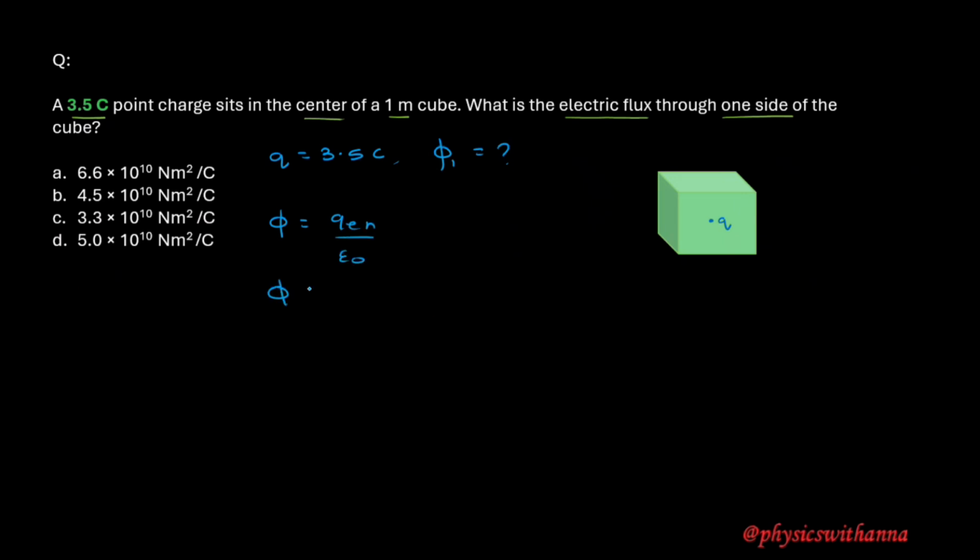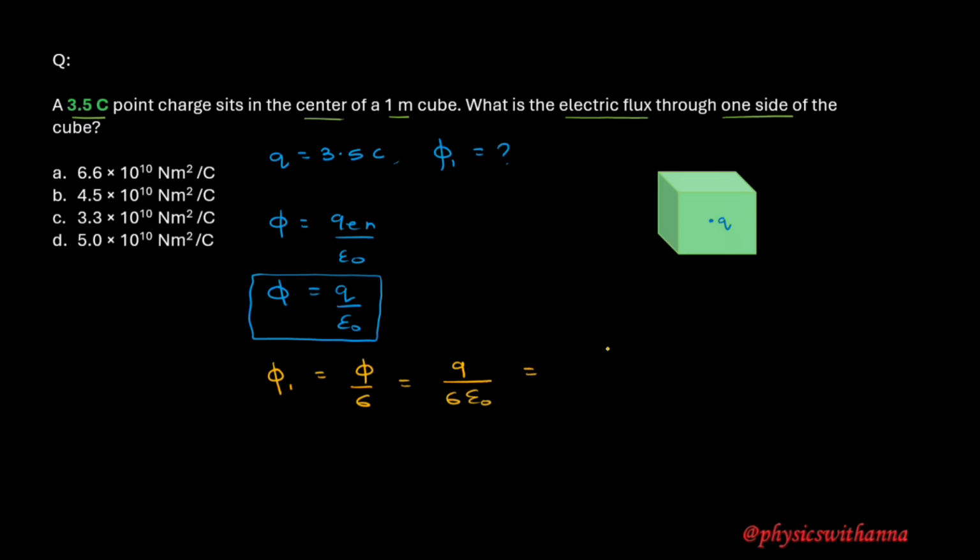That will be equal to Q over epsilon naught. Now, this is the flux through the entire cube. We need to find flux through only one side of the cube. A cube has 6 sides. So if this is the flux through the entire cube, flux through just one surface of the cube will be phi by 6. So this is equal to Q over 6 times epsilon naught.